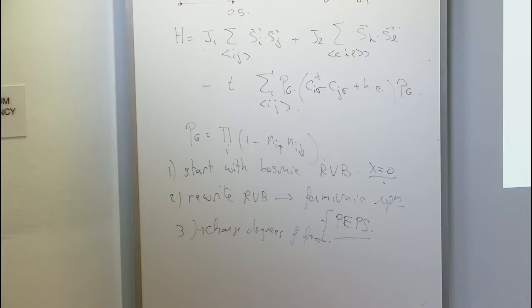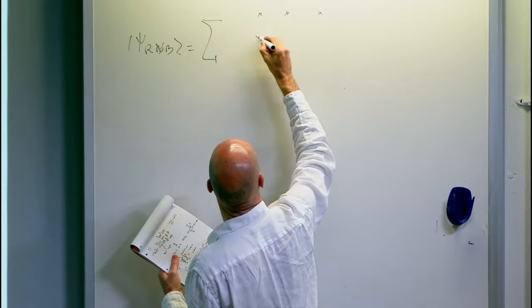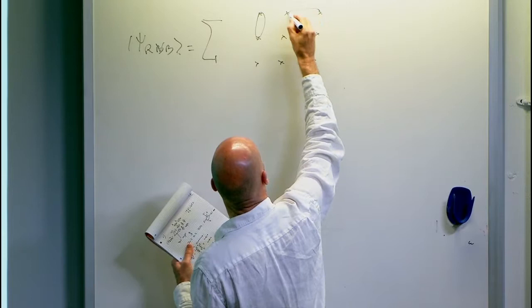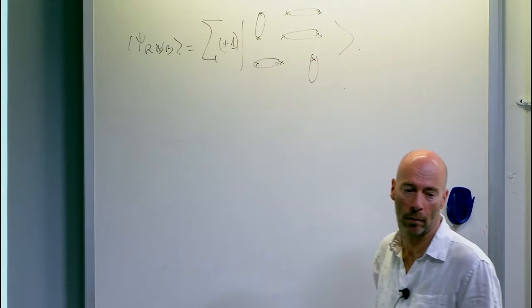So the RVB state, let me rewrite it again. This is the sum over configurations like that. I have a square lattice, and I construct my valence bond configuration like that. And I sum over them with the same equal weight and equal sign, plus one everywhere.